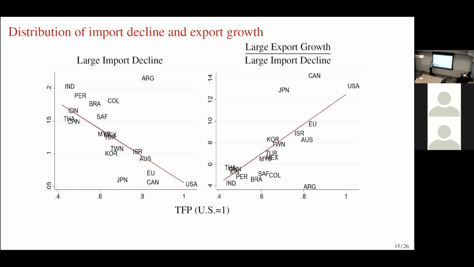And we have TFP on this axis. So the US looks like the one where we're going to infer from this kind of data that the US is creating a lot of new varieties. And then you see large import decline. The richer countries are doing less of that than the poorer countries. Argentina's an outlier there, but I don't know quite what's going on there. But you see this general pattern of richer countries doing less of the large import decline. It's maybe consistent with the whole channel that their wages are too high for them to take over the foreign markets of things they currently import from cheaper countries.